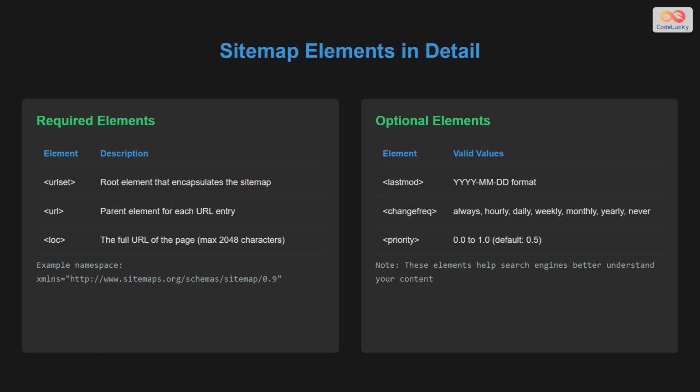Along with required elements, we also have optional elements like lastmod, which represents the last modification date of the page in the format of year, month, and date. The changefreq element specifies the frequency of page updates with values like always, hourly, daily, weekly, monthly, yearly, or never, and the priority element defines the relative importance of the page, taking a value from 0.0 to 1.0, with 0.5 being the default. These optional elements give additional details to search engines, so that they understand your content better.